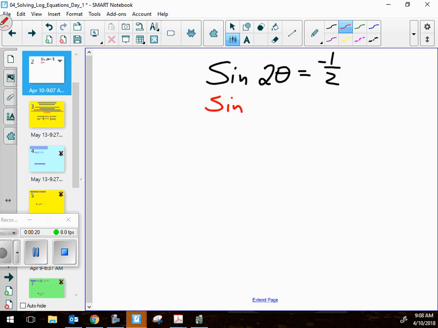Let's change it to sine of u equals -1/2, and we're taking that and replacing it with u. So we should acknowledge that off to the side. Let 2 theta equal u for just a minute. And do you get how that cleaned up the problem? Now you've seen that one before.